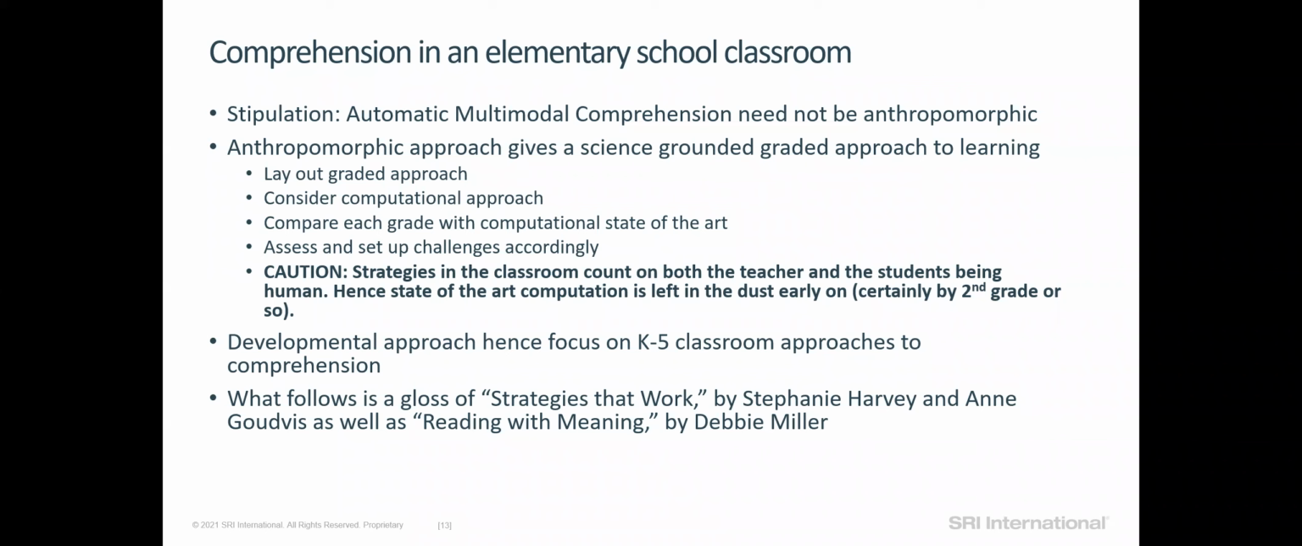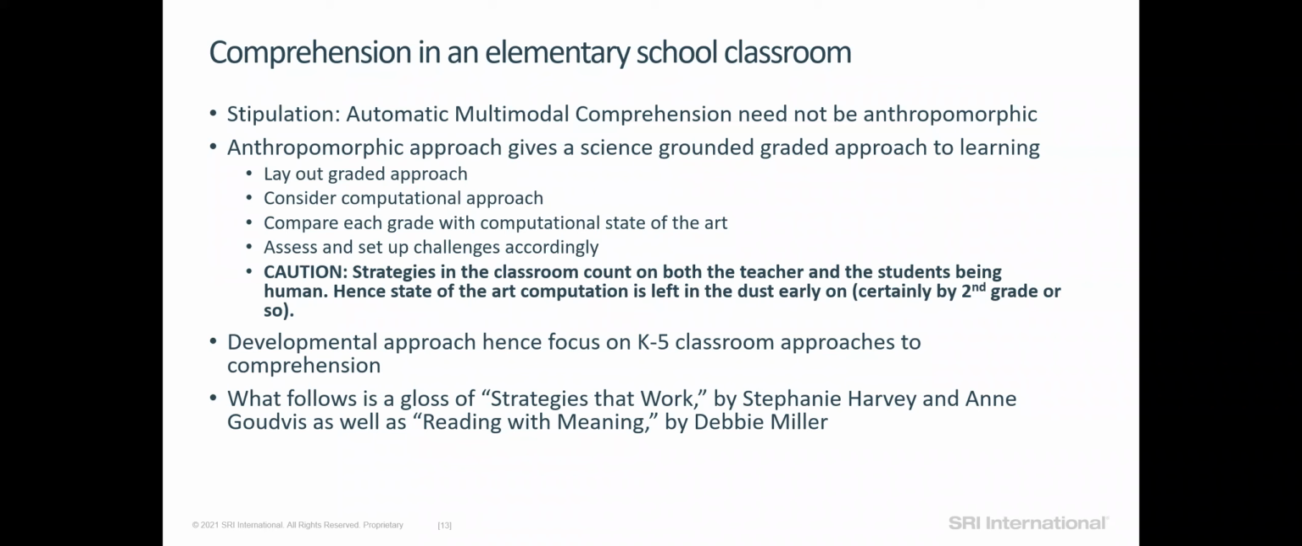Now, there is one stipulation I want to make upfront, right? I'm not saying that automatic multimodal comprehension techniques need to mimic what human beings do. I'm not saying that at all, right? But what I'm saying is that the results they achieve, if they are to claim that they are achieving comprehension, then the results at least should track what human beings do, even though you may use a completely different method per se, right? So the anthropomorphic approach gives you a science-grounded, graded approach to learning.